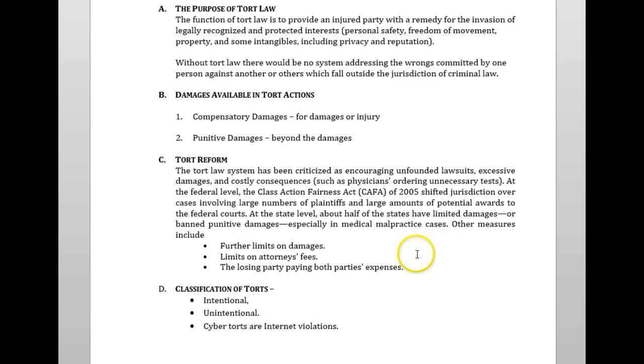But overall, you really need to remember what the purpose of tort law is, why we have it, and what a tort is. A tort is a civil action rather than a criminal action. A tort action is brought by an individual, not by the state or by a federal agency.